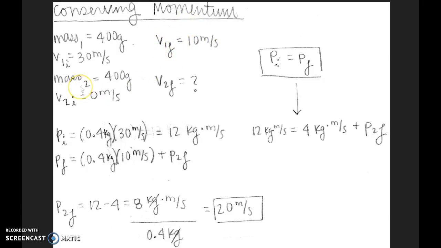The mass of the second pool ball, presumably the same, 400 grams. Velocity of the second initial is 0 meters per second. It's at rest. So we want to know the final velocity of the second ball. So we would first use this equation: momentum initial is equal to momentum final.